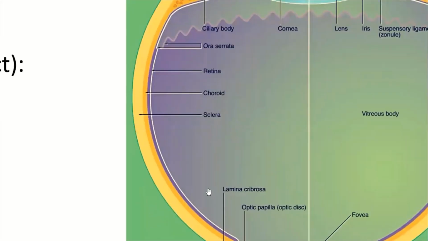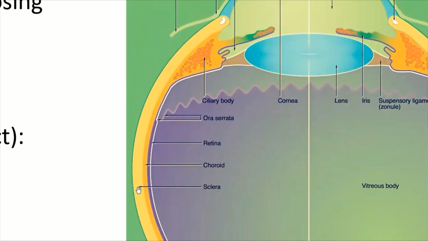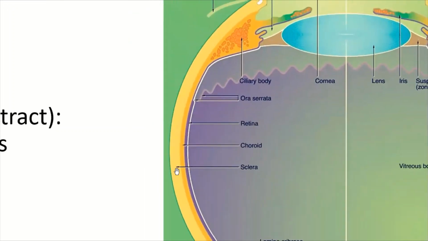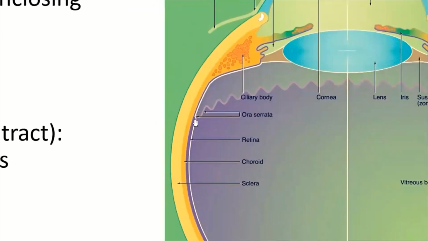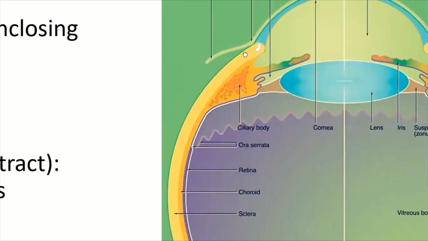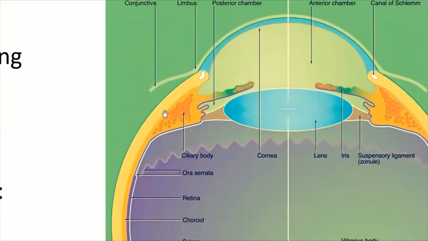So yes, here you see the outermost coat, the fibrous coat. This is the sclera, this yellow, right? You see, going from here to here, this is the sclera. And this anterior part is called the cornea, right? This is bluish, and this is the light yellow. This is the sclera and this is the cornea, right? This is the outermost fibrous coat.